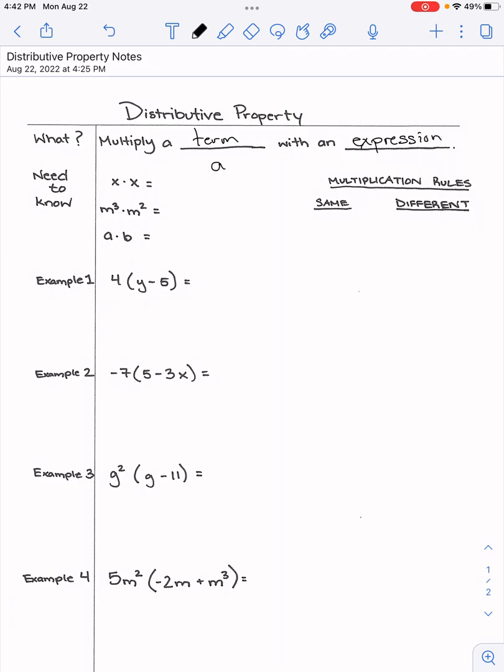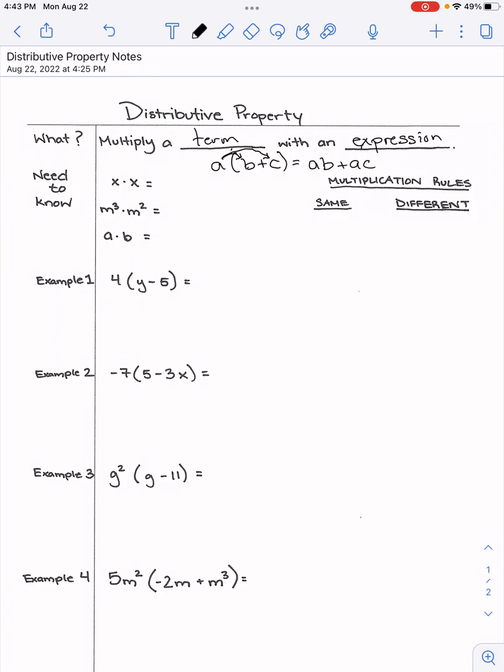So an example, let's say our term is a, the variable a, and our expression, we'll put parentheses, is b plus c. When you have something like this, you're going to take a times each term in the expression. So it's going to look like this. A times b, and typically we'll draw these looping arrows, and a times c. So we're going to put a times b. Instead of writing the multiplication sign, you can just put the variables next to each other. It still represents multiplication. And then we'll put plus a times c.